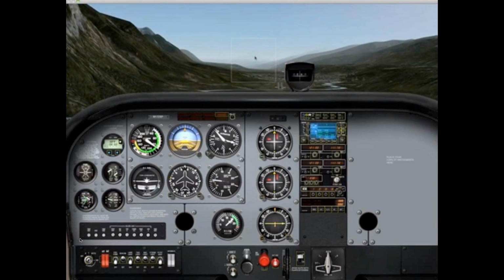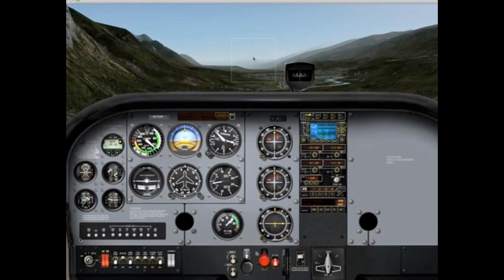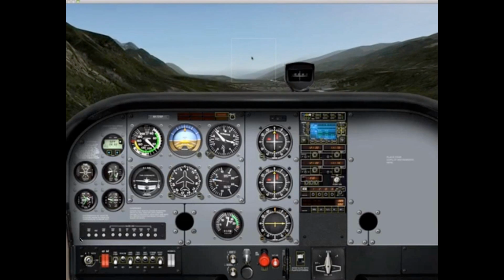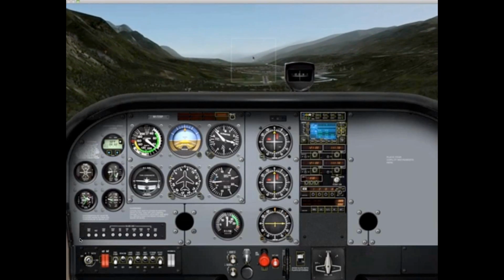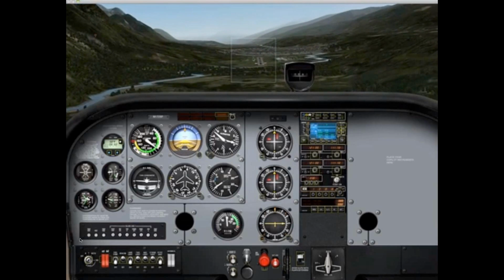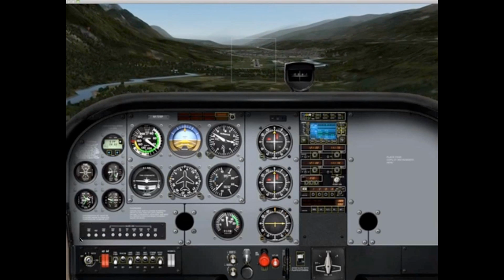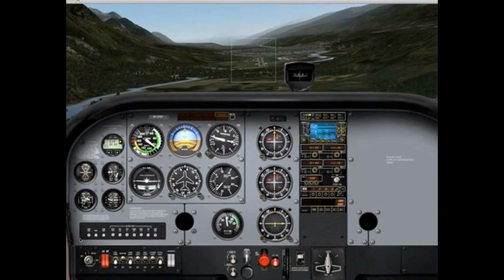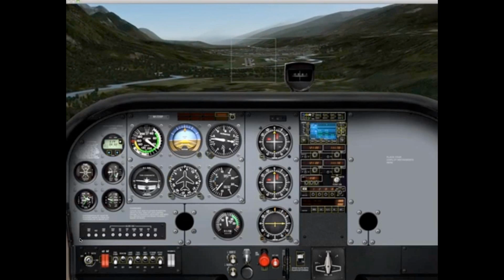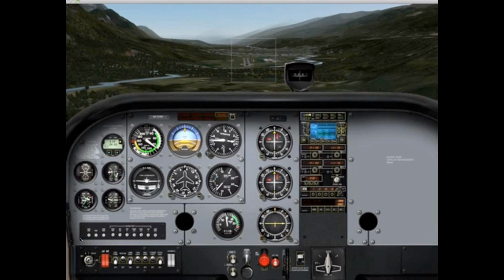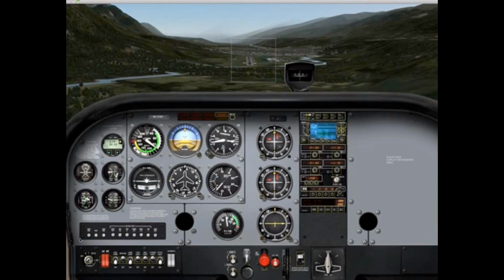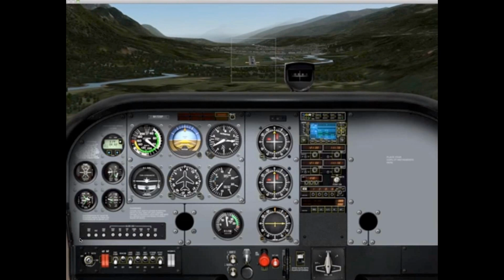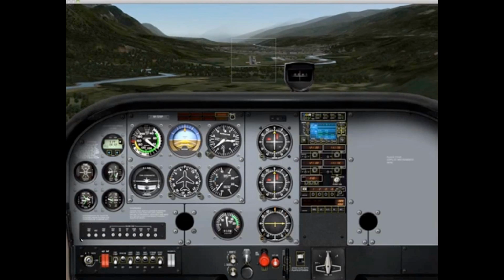First, we put the plane into level flight and then reduce the throttle until the engine runs at 1600 RPM. Keep the wings level and maintain the airspeed around 85 knots. Be sure to watch our altimeter and our vertical speed indicator, as well as your PAPI. The PAPI, or the lights at the beginning of the runway, are the precision approach path indicator.